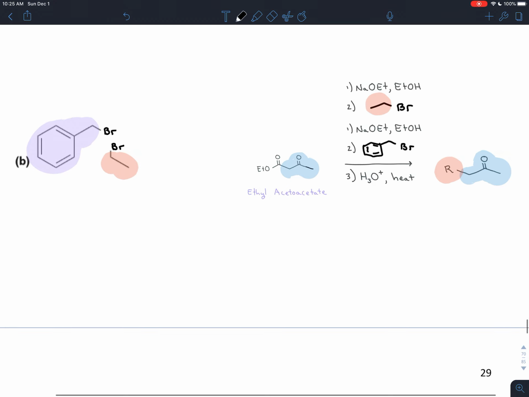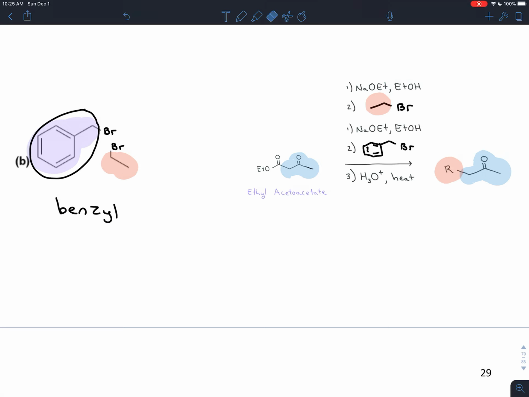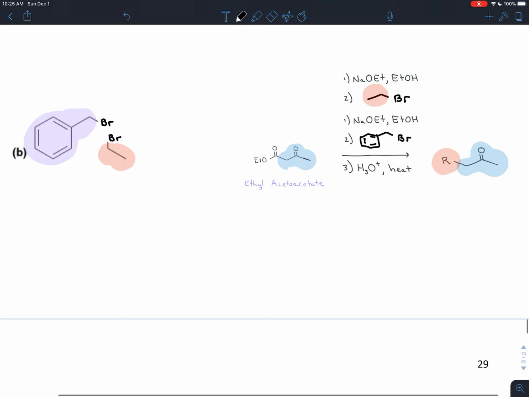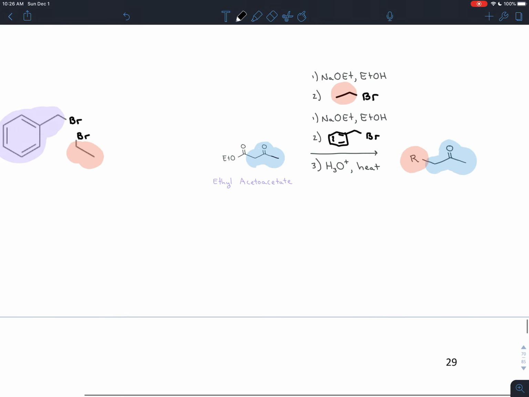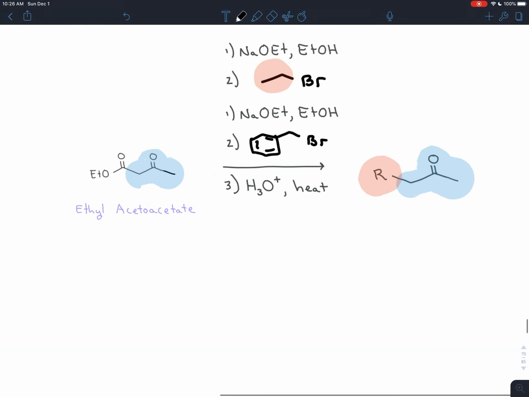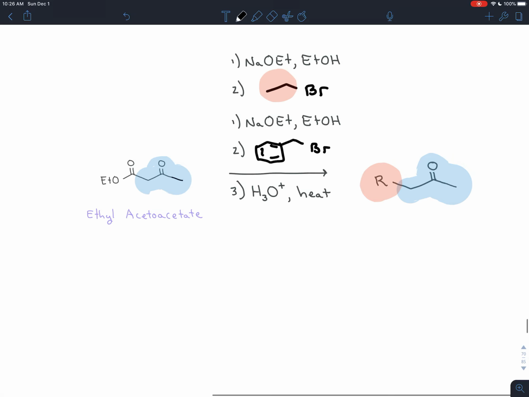Sort of benzyl bromide. If you have a benzene ring and the benzylic carbon attached as a group, that's called a benzyl group, not to be confused with a phenyl group, which is just the benzene ring. So we have benzyl bromide there, and we do an SN2 reaction with that, and then you do the hydrolysis and the decarboxylation with the acid and the heat, as we discussed in the mechanism in the previous video.